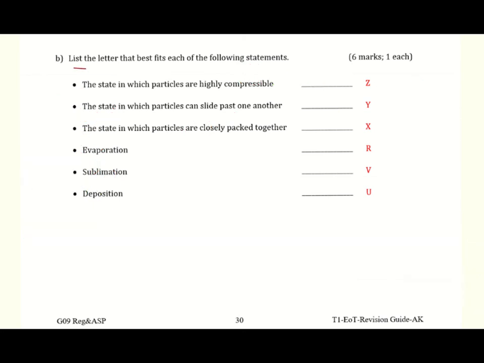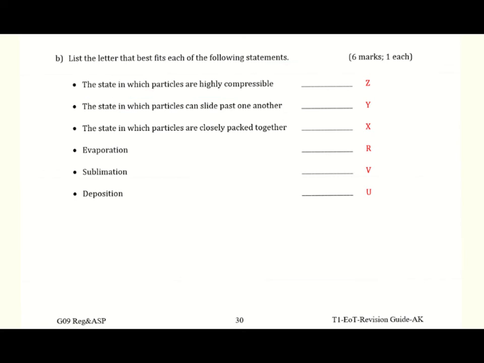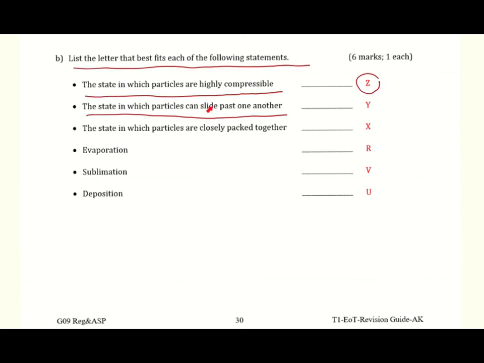This is the letter that better fits each of the following statements. The state in which particles are highly compressible, it's only gas. The gas was represented by letter Z in the diagram. The state in which particles can slide past each other. Sliding means matter in the liquid form. The liquid was represented by letter Y. The state in which particles are closely packed, so we mean a solid. Look at the solid, it's letter X.